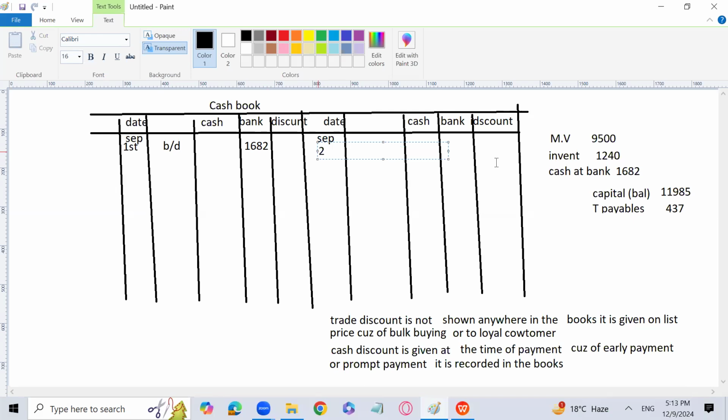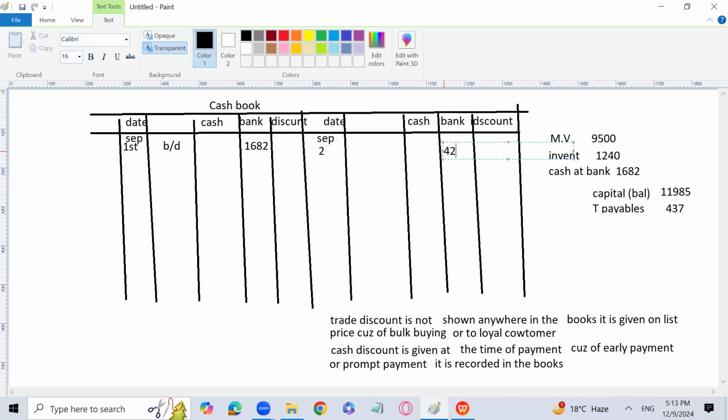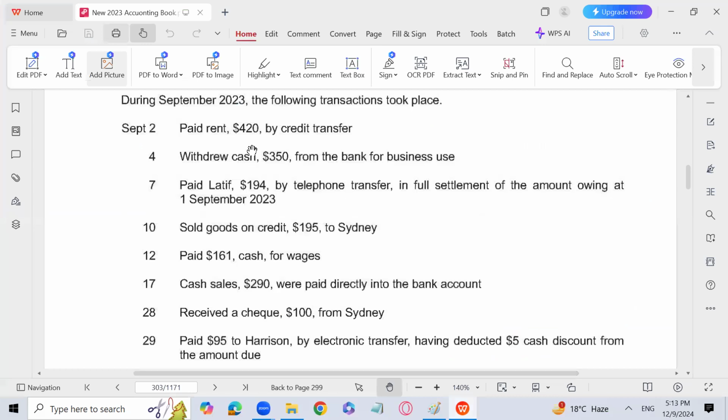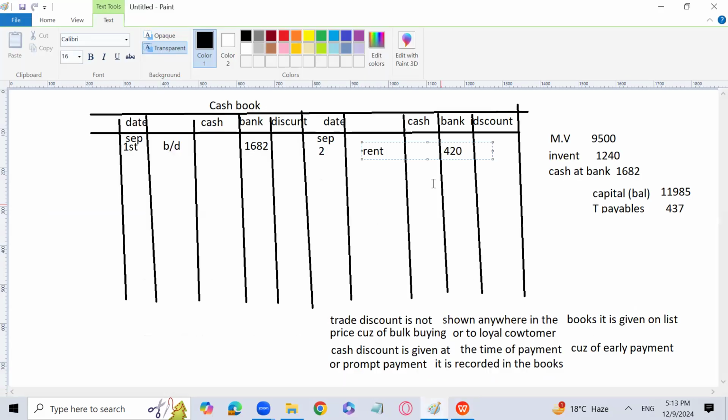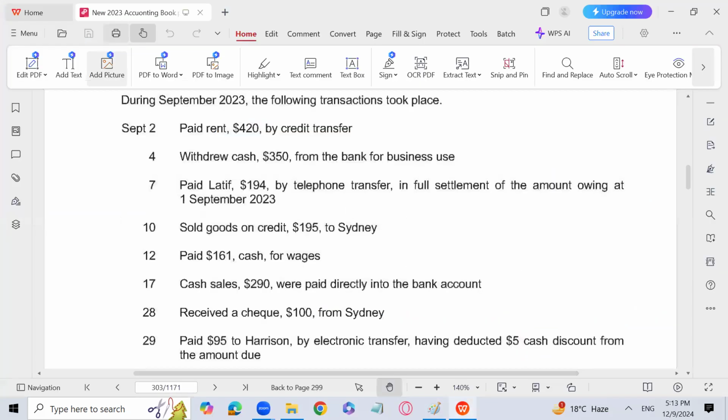So rent debit and bank credit. On September 2, bank is going to be credited. I will write the amount in the bank column. Bank is going to be credited by 420 because of rent. So the reference will come with the name rent account. So paid rent 420 by credit transfer, bank is credited by 420 with reference to rent. Okay, let's move forward for the next entry.